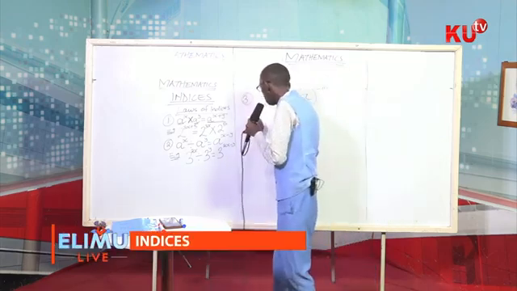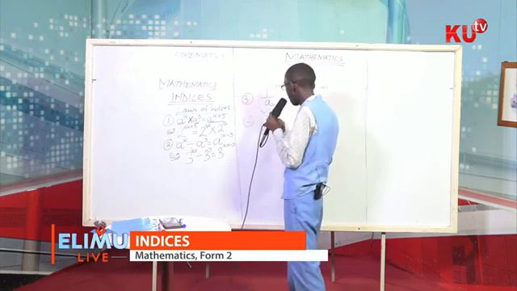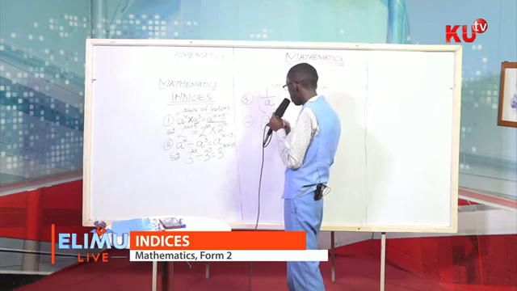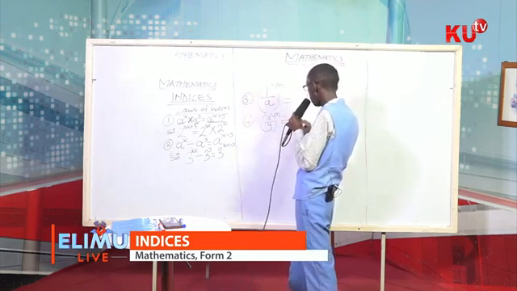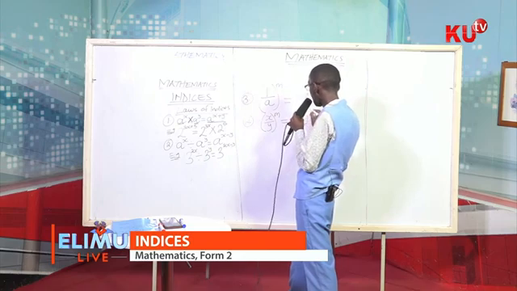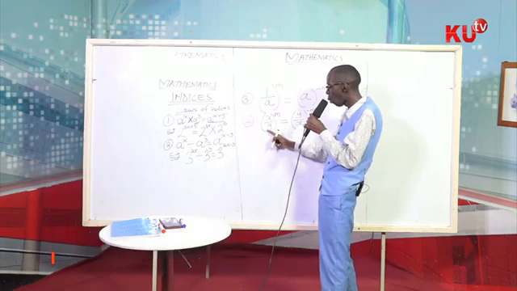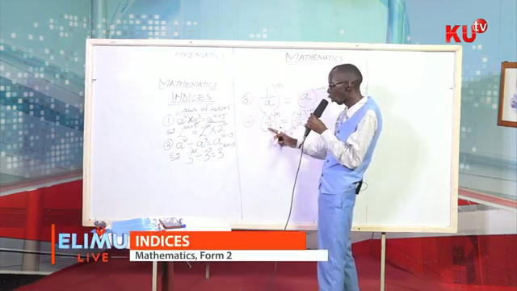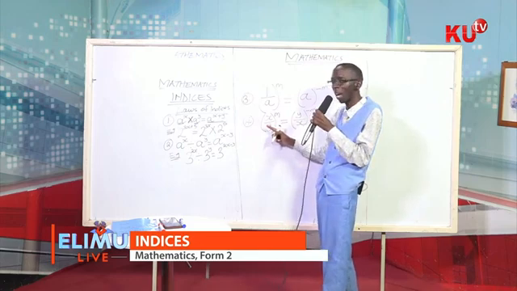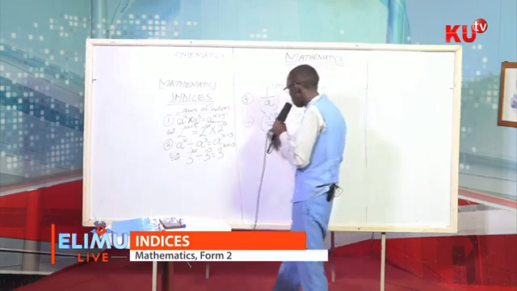Law number 4: we have x over y to power m is the same as y over x to power negative m. We have reciprocated x over y to power m. So if we reciprocate x and y, we'll have y over x to power negative m.